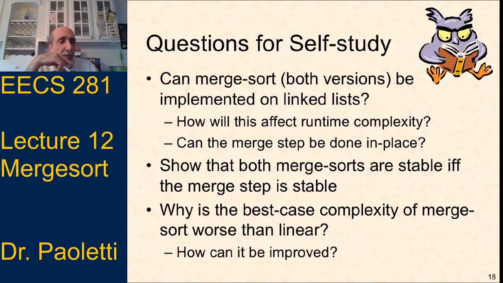Okay, show that both merge sorts are stable if and only if the merge step is stable. Why is the complexity worse than linear? How could it be improved? Well, we could add code to say, hey, is this region already sorted? Then don't make a recursive call on it. So then we could get a better best case, but then our average case would be slower because instead of O of n work with every set of recursive calls, we'd have 2n work with every set of recursive calls to check, is this region sorted?